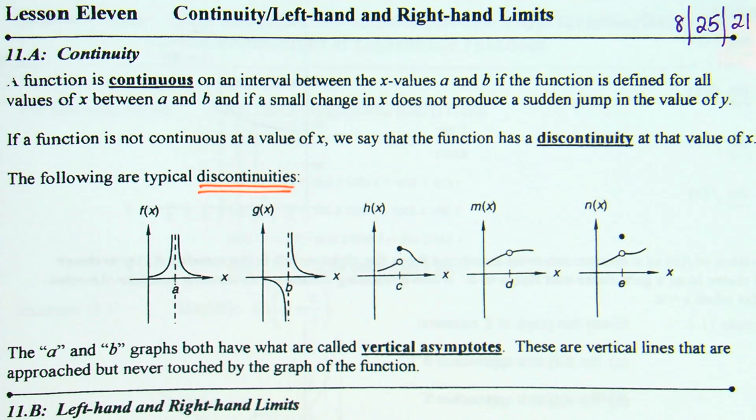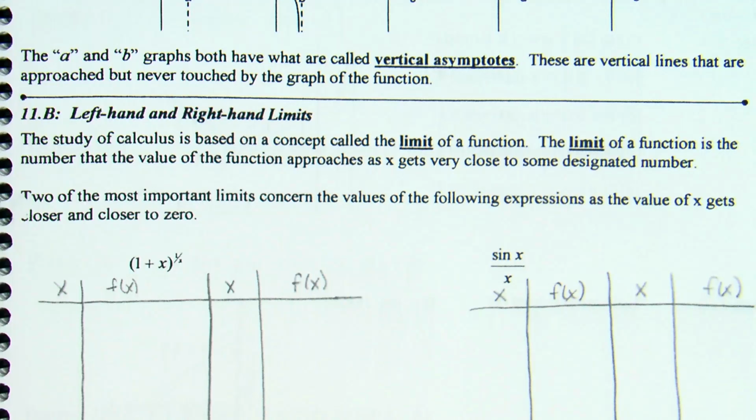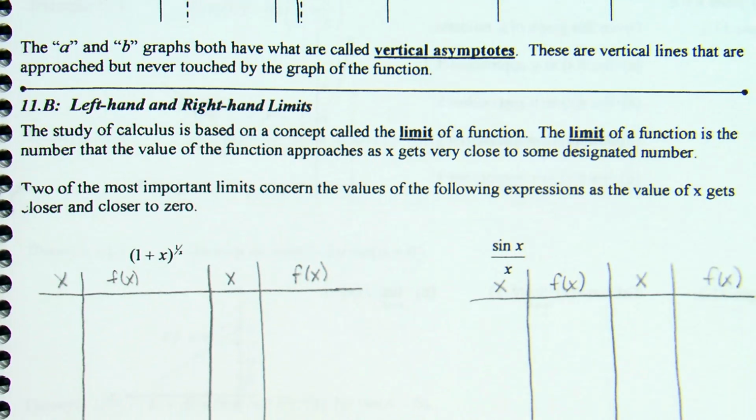Left and right-handed limits. Okay. Calculus is based on a concept called the limit of a function. The limit of a function is the number that the value of the function approaches as x gets very close to some designated number. So if we're talking about the limit as x approaches 2, we're asking what is the y value when x is getting closer and closer to the x value of 2? What is that getting closer to? I've got some graphs on the back, and we'll talk about how the idea of limit works in respect to that.